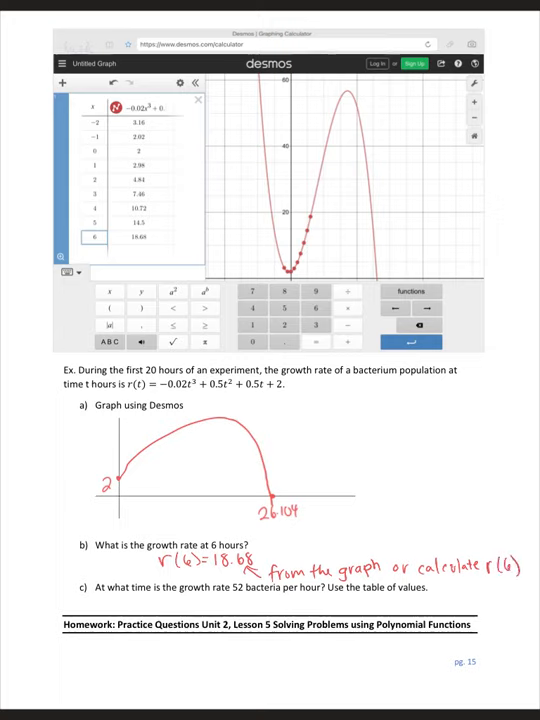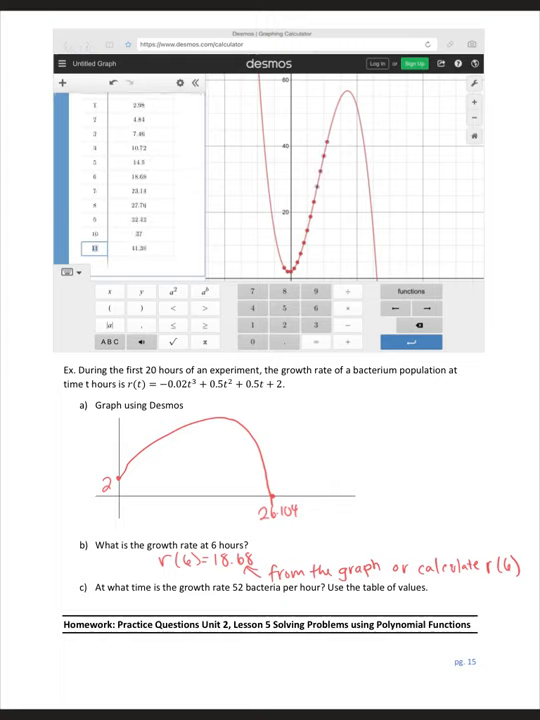Okay, at what time is the growth rate 52 bacteria per hour? So let's use our table of values now. So we can see in our table of values that it's going up. We need to keep going up because we want the bacteria to get up to 52. Right now, at 6 hours, we're only at 18.68. So I'm just going to hit return again. Come back in Desmos. And we'll keep hitting return.